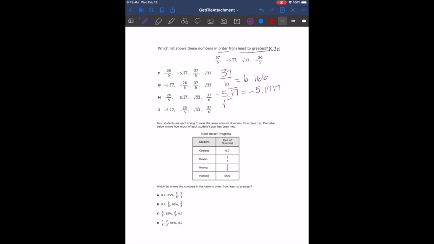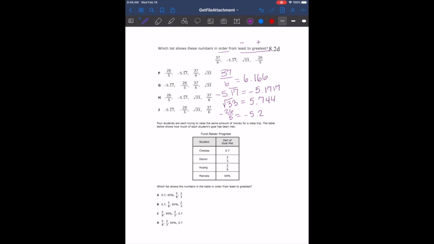We have square root of 33, which turns into 5.744. And lastly, we have negative 26 over 5, which turns into negative 5.2. So our question told us that we had to start with our least number, which is our smallest number, and end with our greatest, our biggest number.